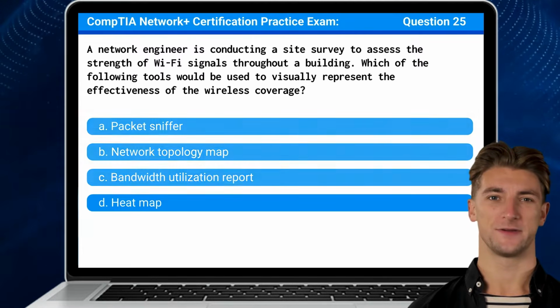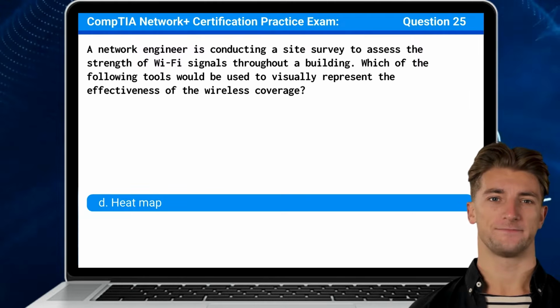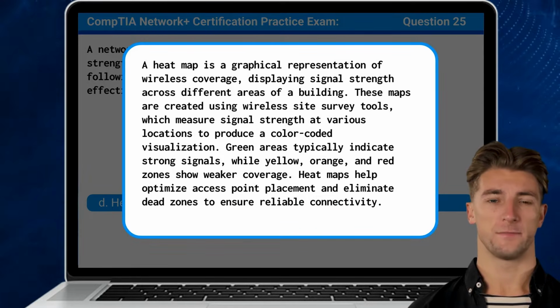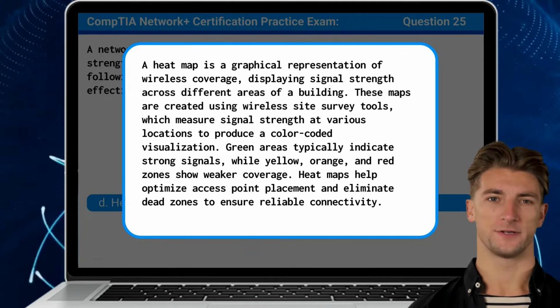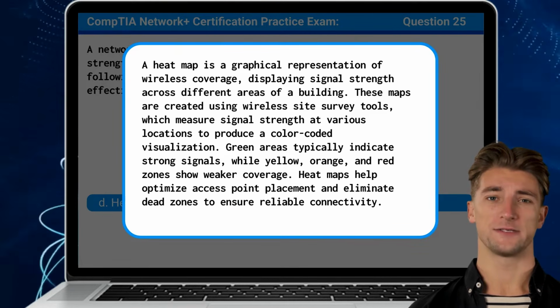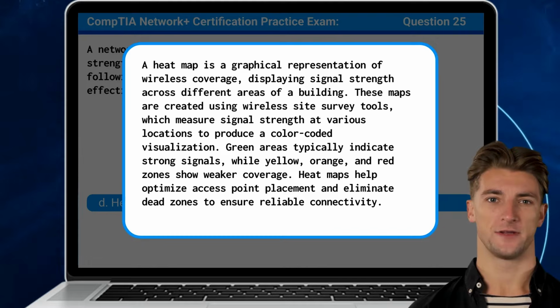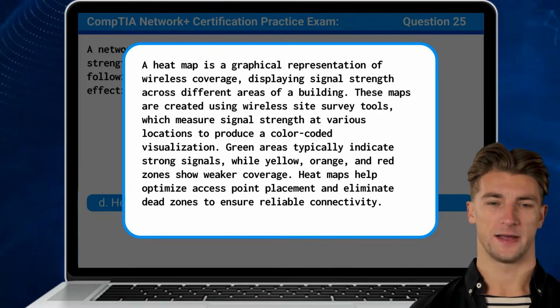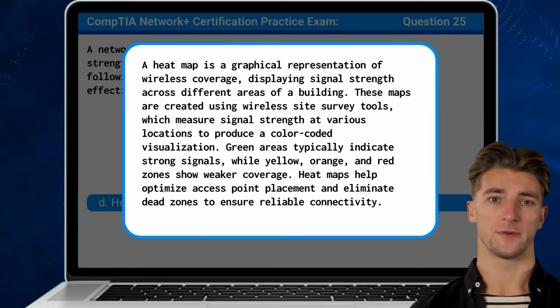The answer is D. Heat map. A heat map is a graphical representation of wireless coverage displaying signal strength across different areas of a building. These maps are created using wireless site survey tools, which measure signal strength at various locations to produce a color-coded visualization. Green areas typically indicate strong signals, while yellow, orange, and red zones show weaker coverage. Heat maps help optimize access point placement and eliminate dead zones to ensure reliable connectivity.